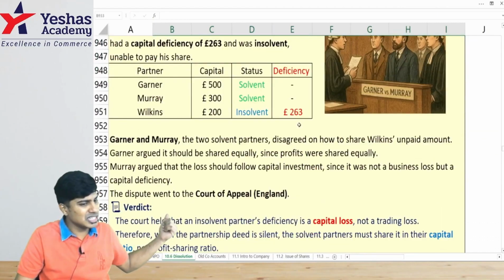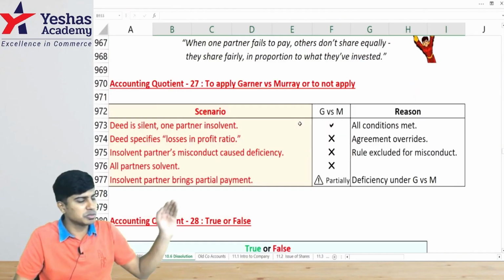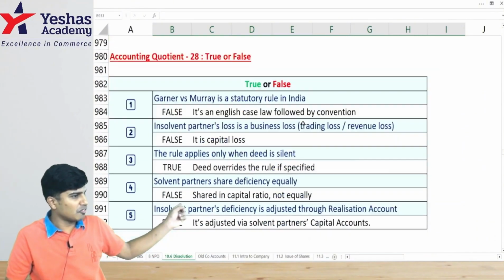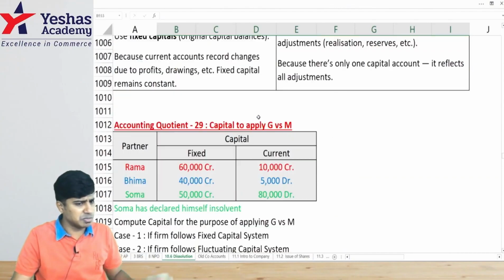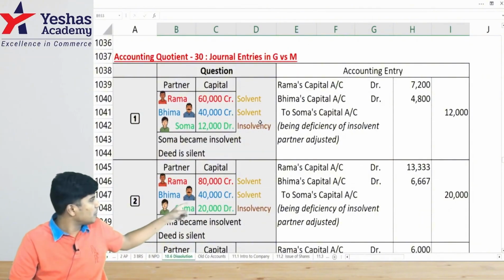So I hope you understood this. This case law will not be asked in the exam. This is beyond books. In certain places I have given beyond books, meaning it's not required for the exam, but I've just given it so that you know. We did a true or false discussion also on this. Then I gave a small theory on capital computation and explained how to do it. Then we did some small questions where you need to apply it and also pass the accounting entry.